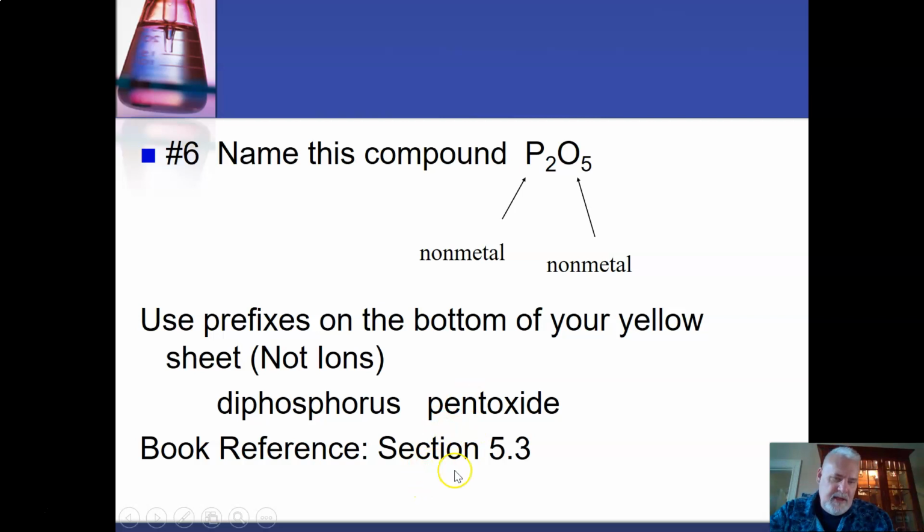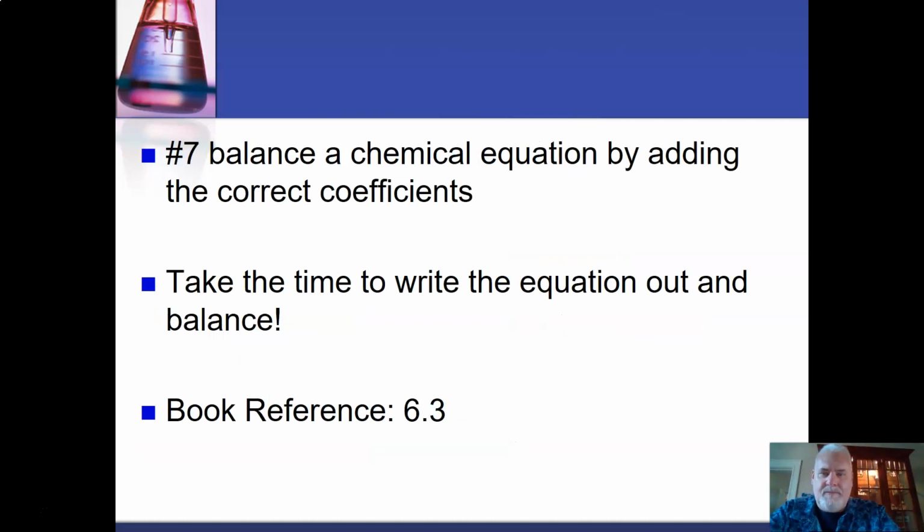Okay, so section 5.3 goes over all that. You can get good at naming binary molecular compounds where they're both non-metals. All right.